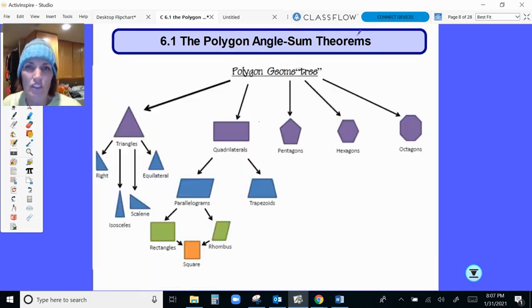Okay, so this is like a little polygon tree in geometry, where we have our triangles: equilateral, isosceles, and scalene triangles. We have quadrilaterals, we have trapezoids and parallelograms that are both quadrilaterals. And from the parallelograms, we have rectangles and rhombuses that are both squares. And then we have pentagons, hexagons, octagons, 9-agons, 10-agons, 11-agons, 12-agons, and so forth.